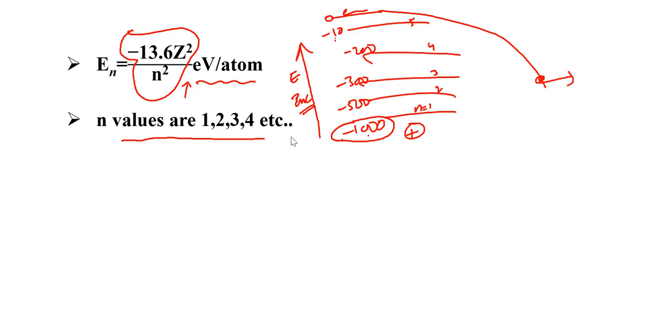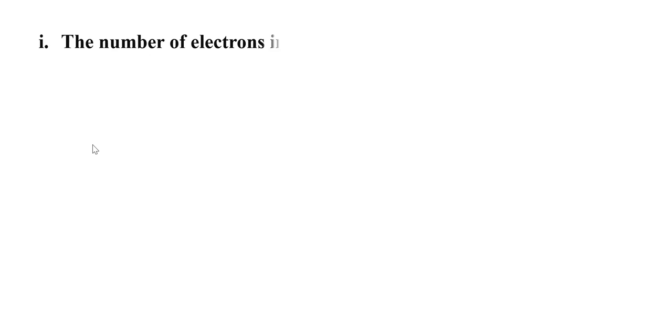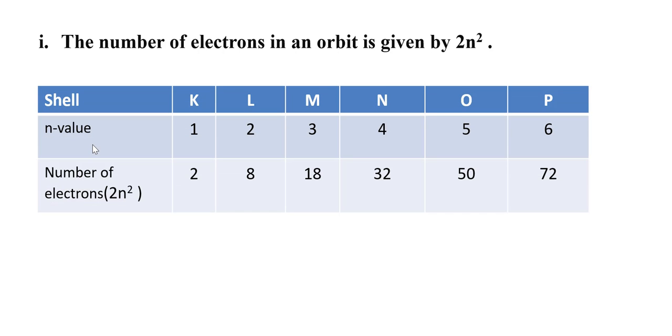Okay. Next, the number of electrons in an orbit is given by the 2n square formula. You can see this table KLMNOP. N equal to 1 means 2 electrons, L 8 electrons, M 18, N 32, O 50, P 72. Okay, and one note point here: a maximum of 32 electrons only are present in an orbit.